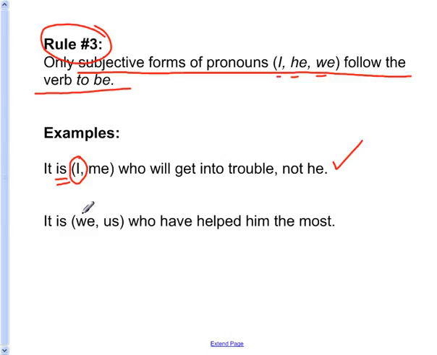Second one, it is we or it is us who have helped him the most. Again, we have a form of to be, so the rule is, after a form of to be, we must use the subjective form of the pronoun, which is we. Us is the objective form. Me is the objective form. So it is we who have helped him the most.